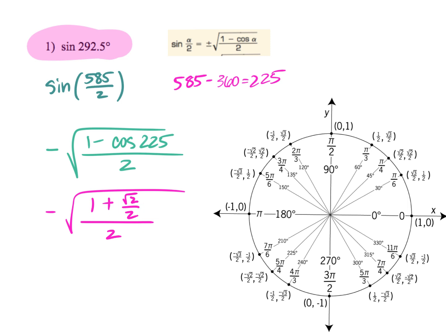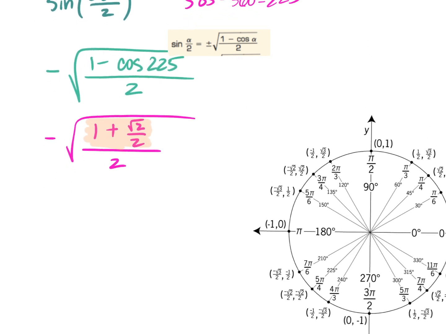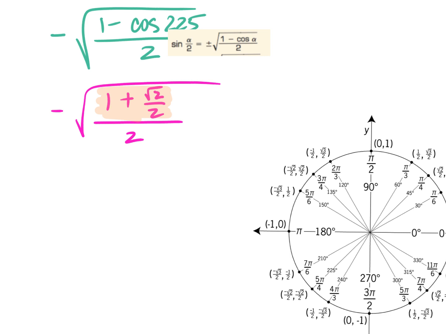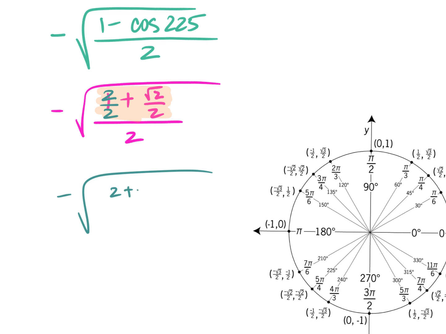What am I going to do right up here? Common denominator. What are we going to rewrite this as? 2 over 2. So if I've got 2 over 2 plus root 2 over 2, what am I left with? 2 plus root 2, over? So when I have this divided by 2, can I do this?